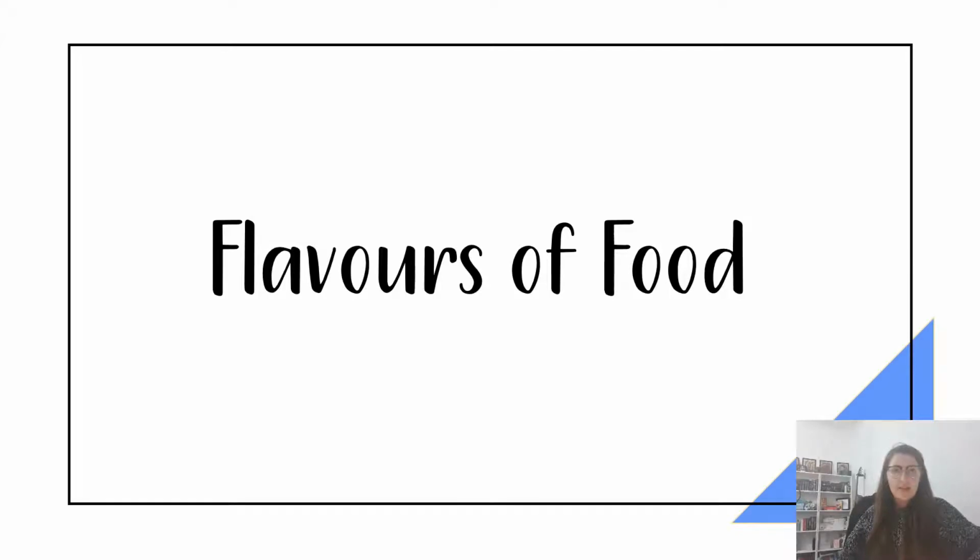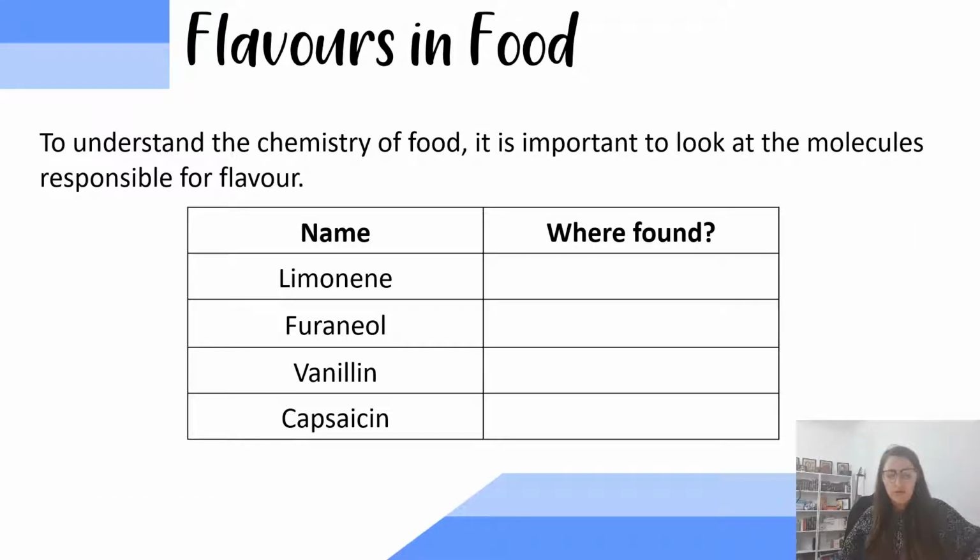Hi guys, recently we have been looking at the different carbon molecules such as aldehydes and ketones, and today we're going to be looking at the importance of these molecules in the flavours of food. So first of all, to understand the chemistry of food, it's important to look at the molecules responsible for the flavour in food. For example, limonene is a flavour molecule which is found in lemons.